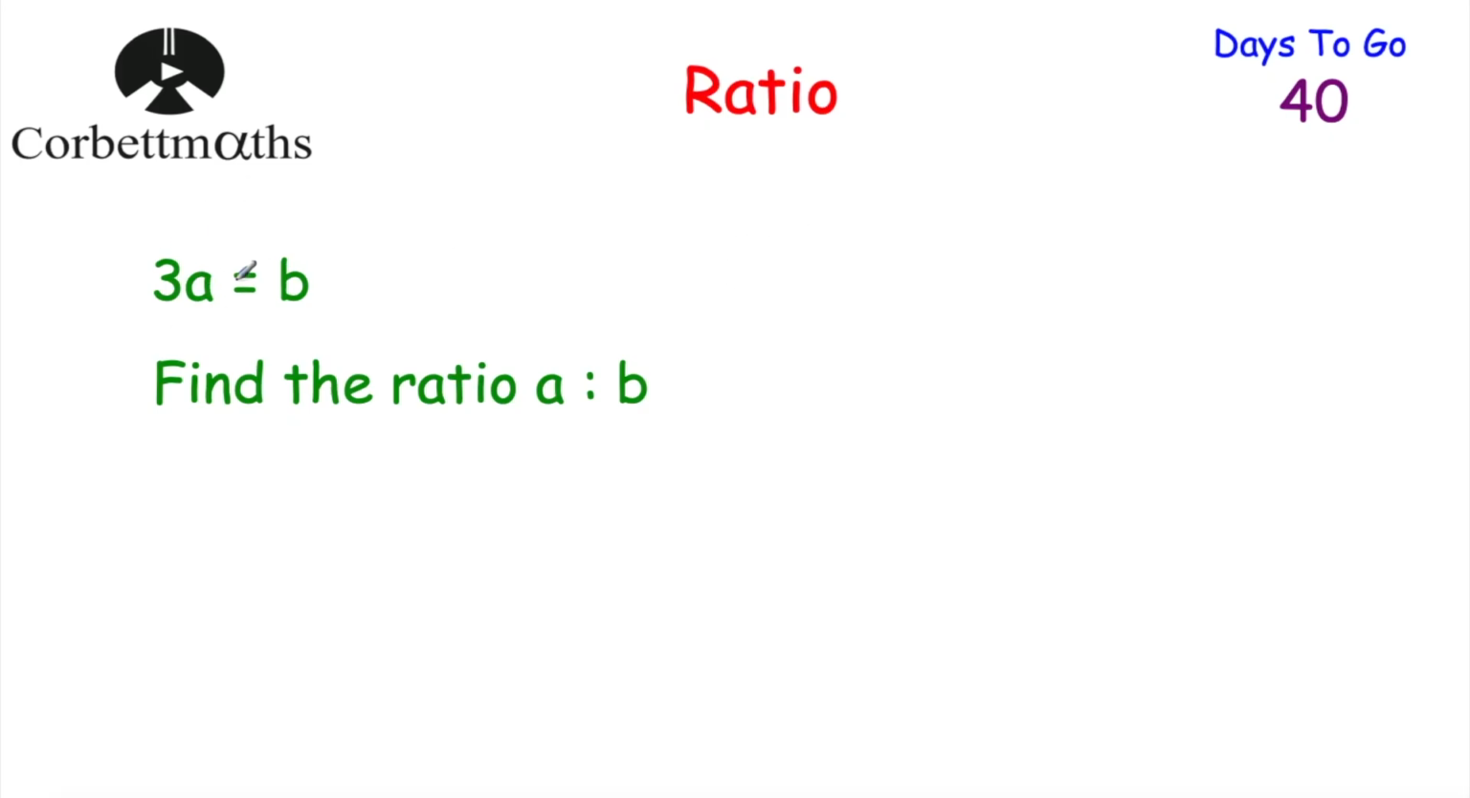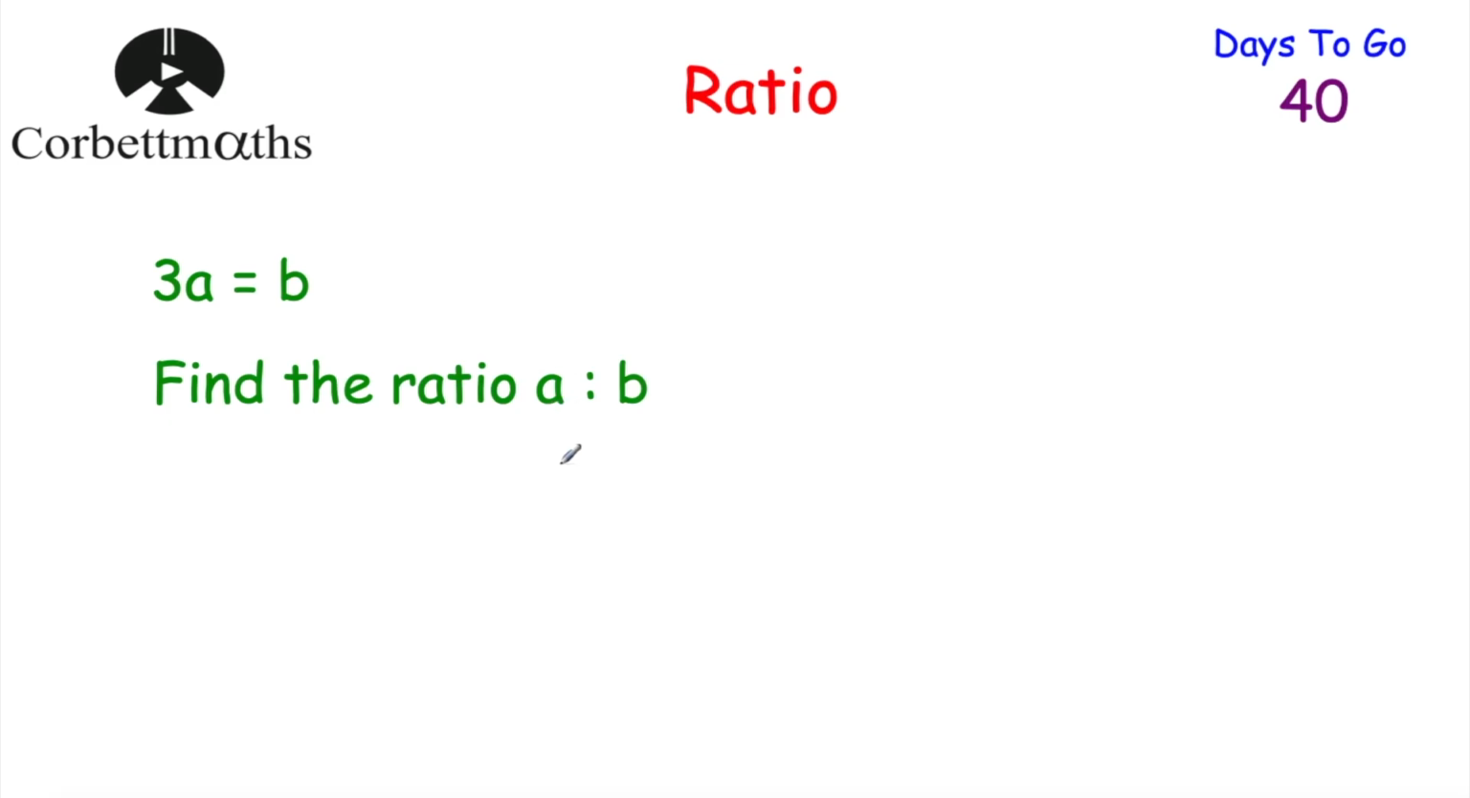Now here we've got an equation and we're going to write it as a ratio. So feel free to press pause now and write this equation as a ratio. Okay, so we're told that 3a equals b. So in other words, 3 times a is equal to b. So b is obviously going to be larger than a because you're multiplying a by 3 to get b. And it's going to be 3 times larger.